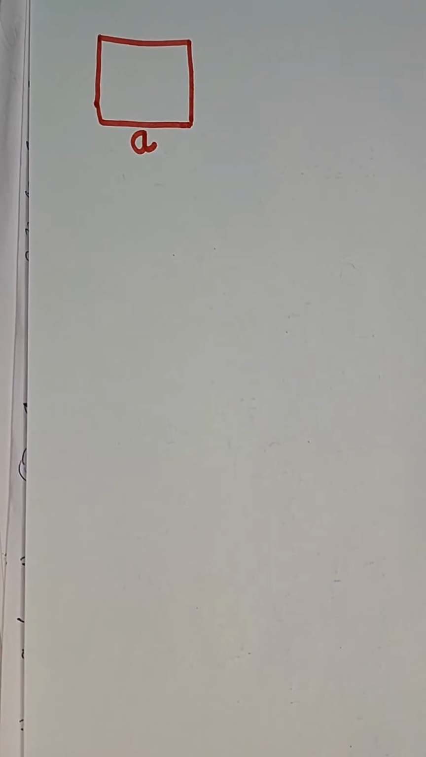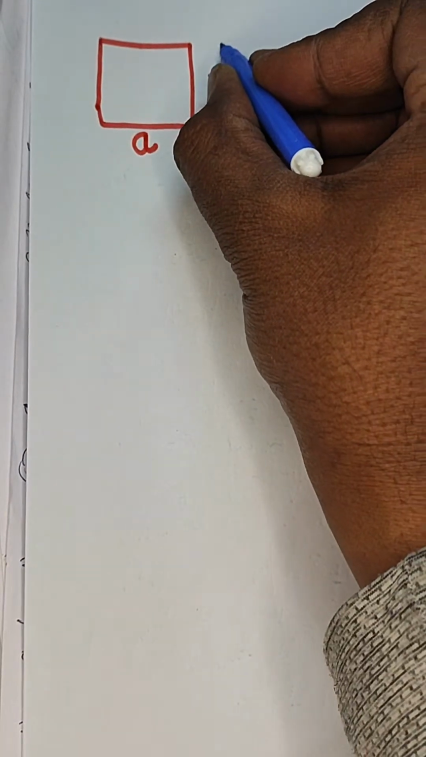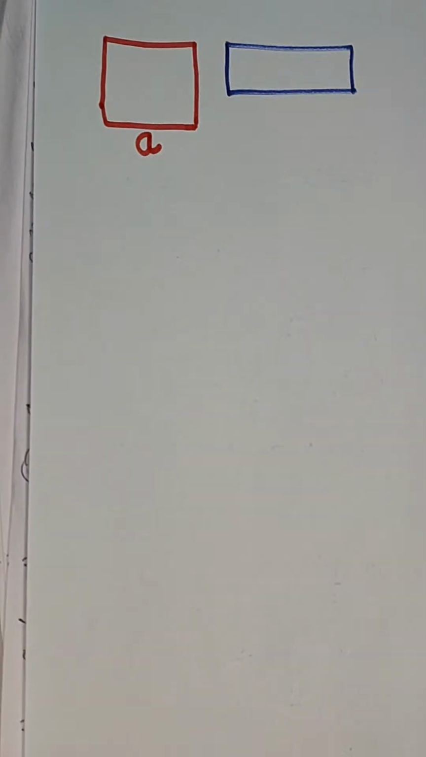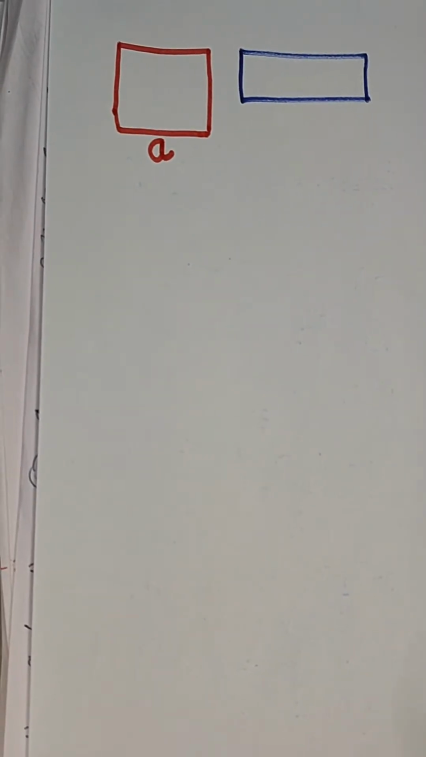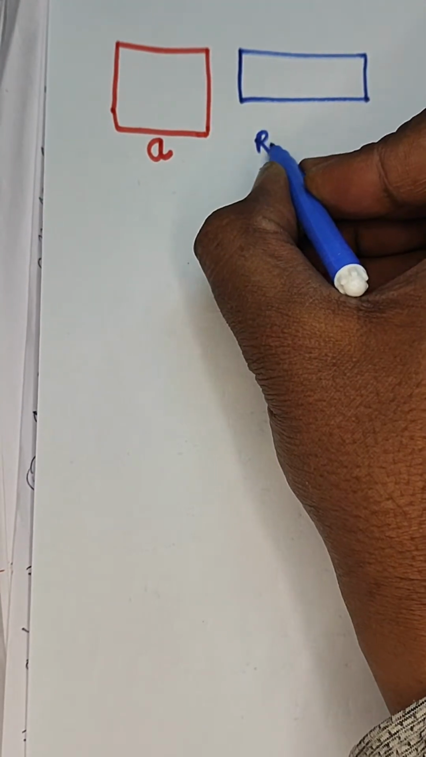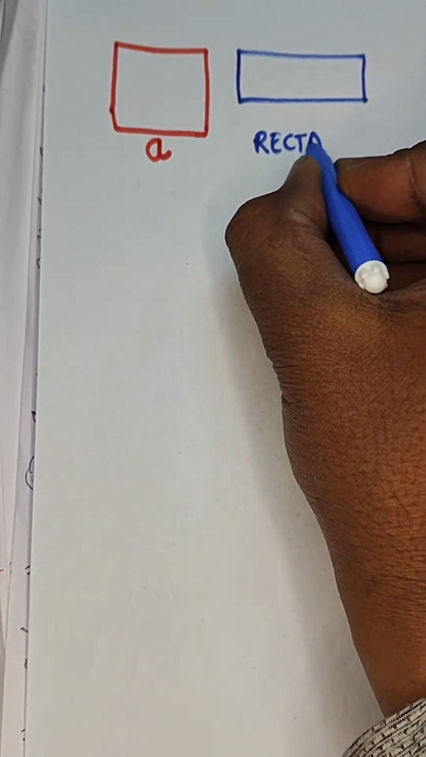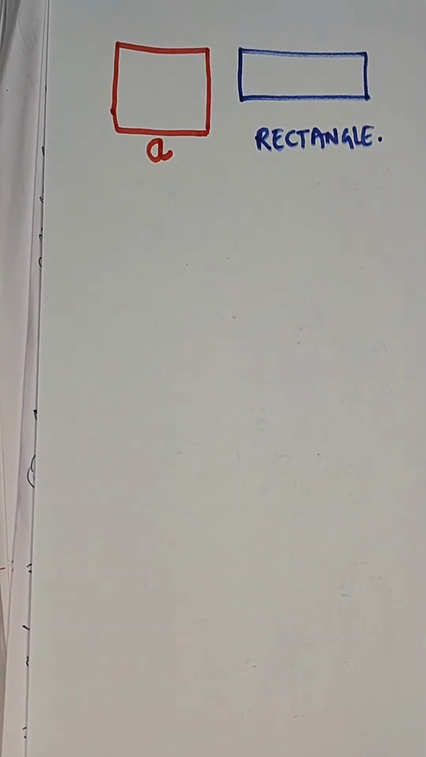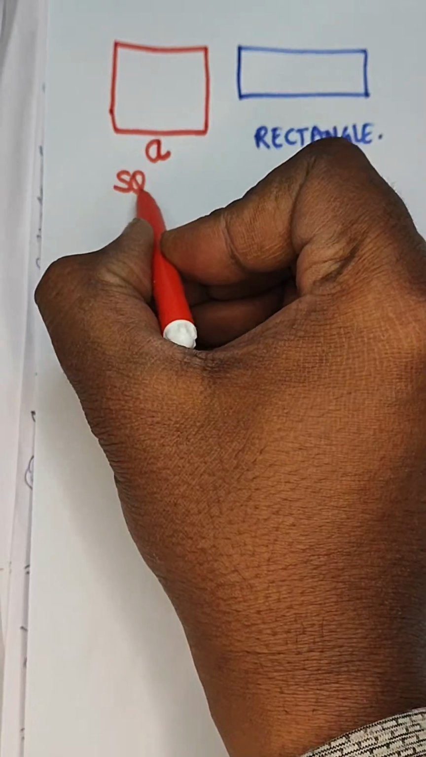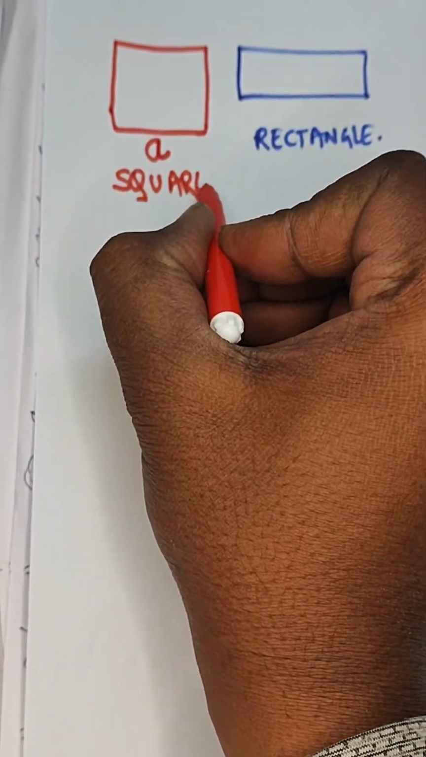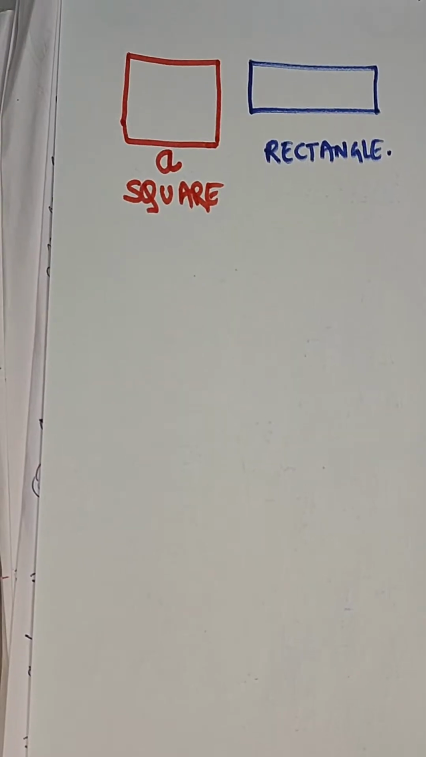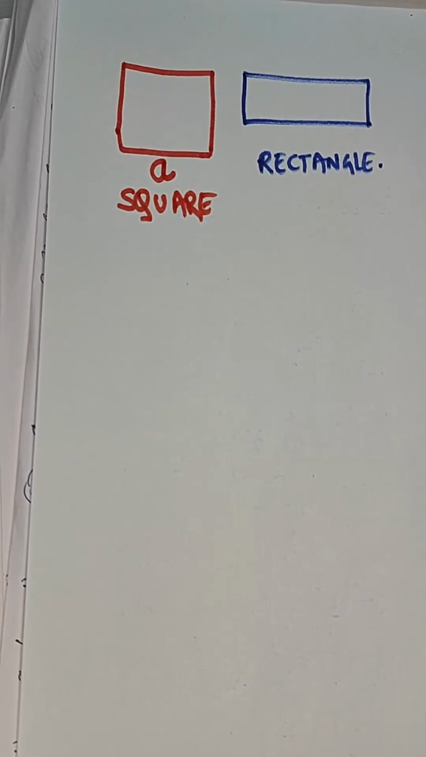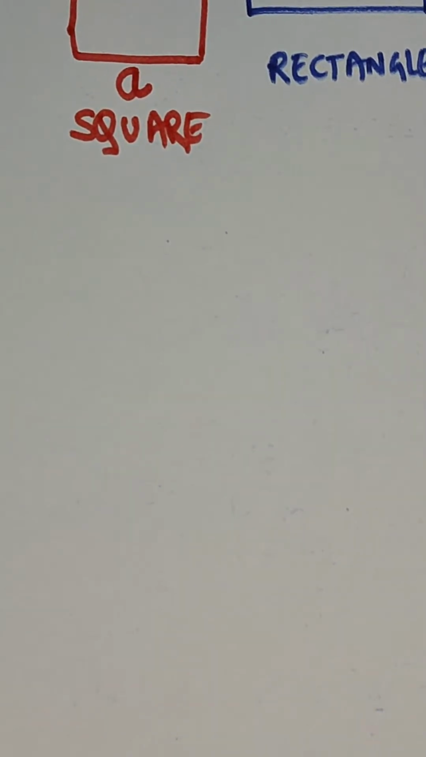And the other geometrical figure given to you is a rectangle. Let me write it over here: rectangle. And this is a square. So if you see the description of the question for today's session, these two figures are given to you. One is a square, another is a rectangle.